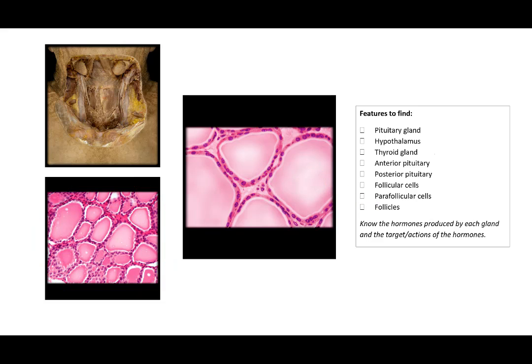For the thyroid gland, you should know that follicular cells make T3 and T4, which affect metabolism, targets the mitochondria of cells. Parafollicular cells make calcitonin, which decreases blood calcium.